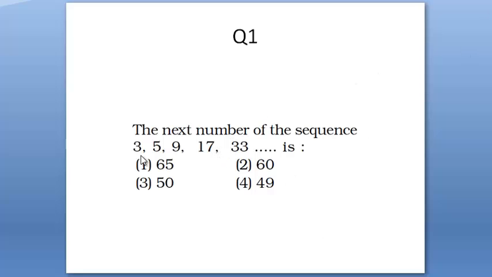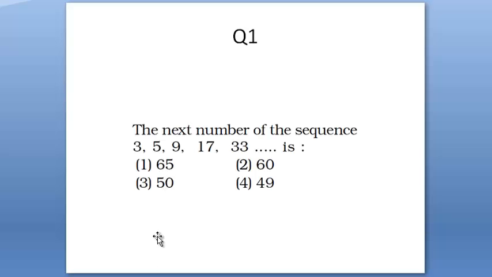So the very first obvious step would be to check for the difference between the successive numbers. So 3 plus 2 gives you 5. 5 plus 4 gives you 9. 9 plus 8 gives you 17. And 17 plus 16 gives you 33.